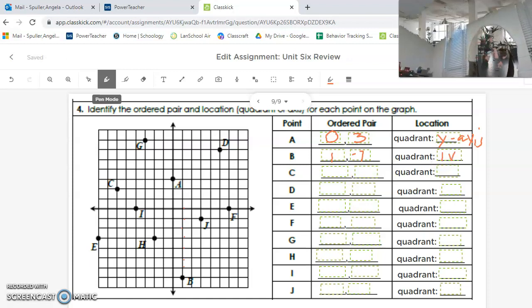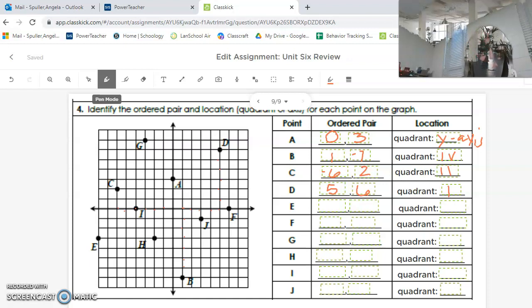C, I went over 1, 2, 3, 4, 5, 6. I went to the left, so negative 6 and up 2. And that's in the 2nd quadrant. Okay, D, going 1, 2, 3, 4, 5, up 1, 2, 3, 4, 5, 6. So over 5, up 6, both positive, so quadrant 1.